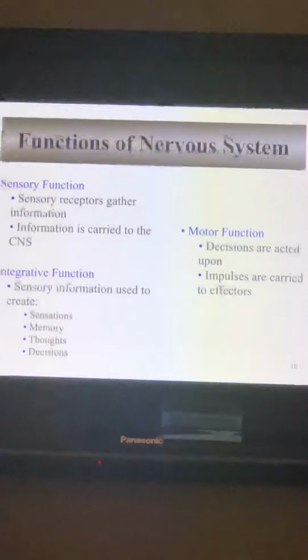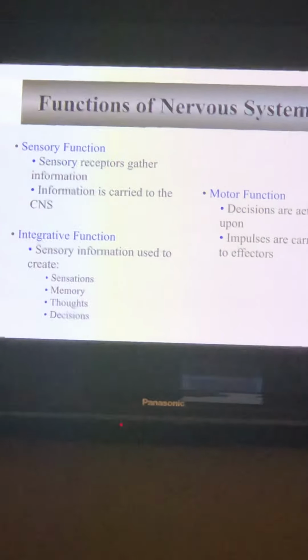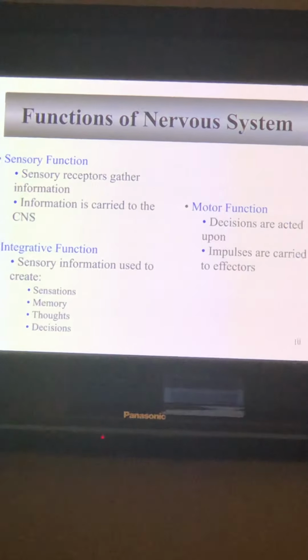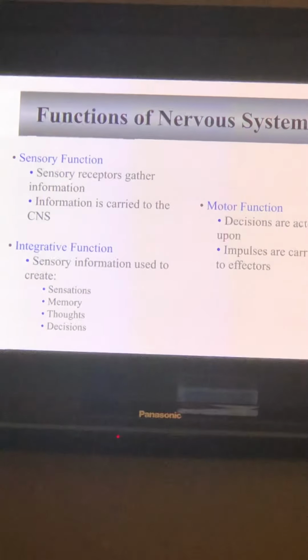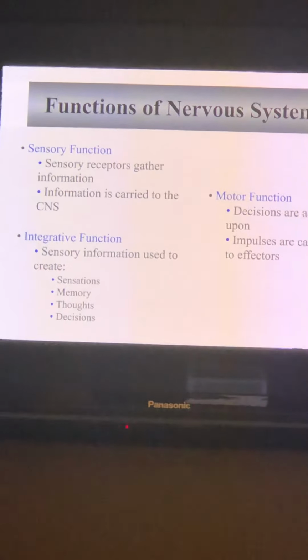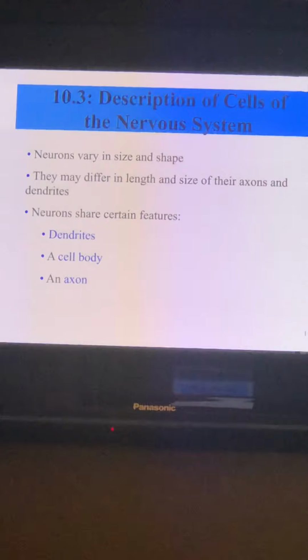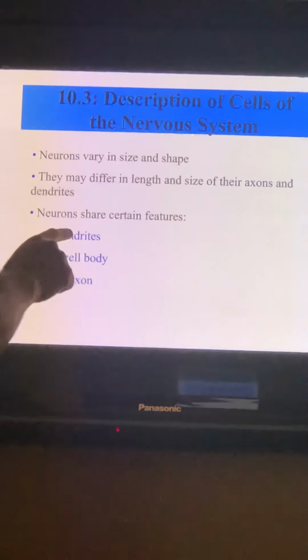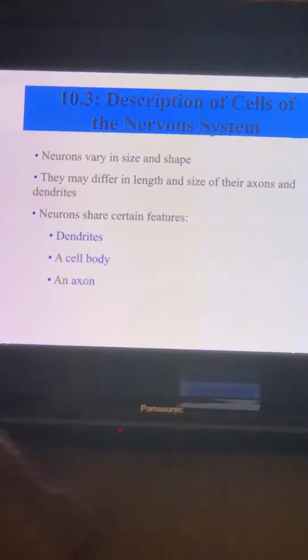So those are the general functions. We're going to give you specific functions for specific parts. That's primarily what your chart is that I put on Blackboard already. Again, information goes through the neuron from the dendrite to the cell body to the axon.